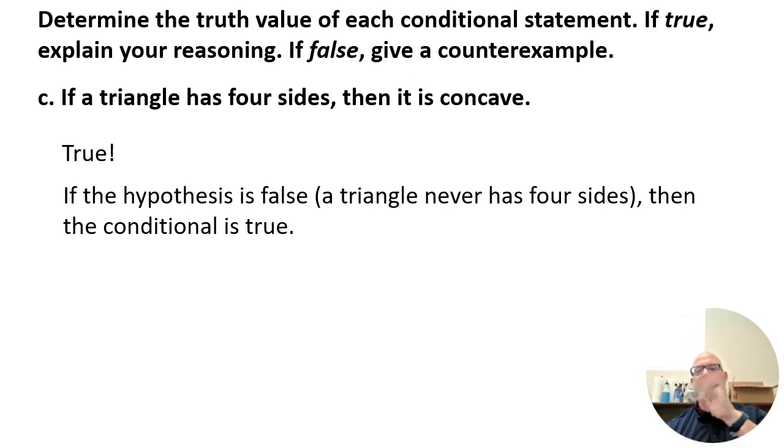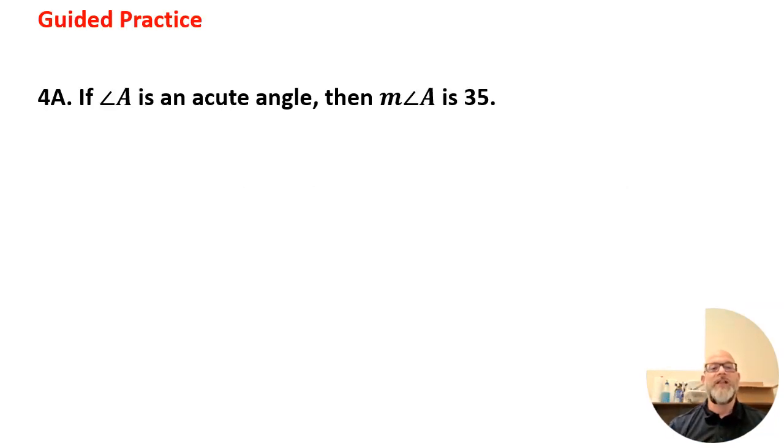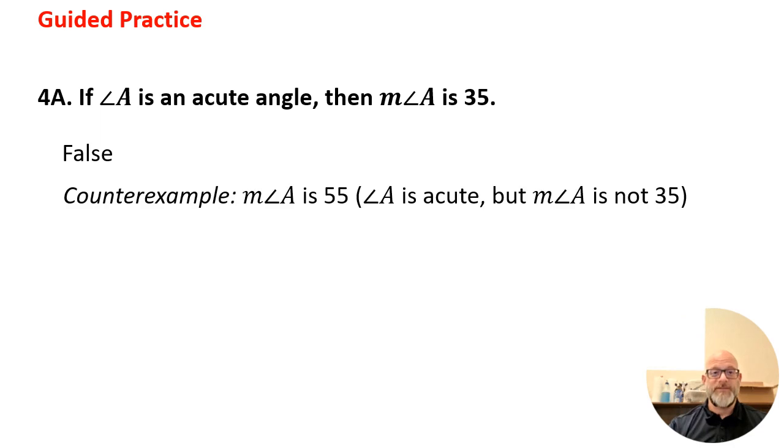Counterintuitive, strange. Looking it up and thinking about it might be a really long project, but let's accept it for now. If angle A is an acute angle, then the measure of angle A is 35 degrees. All right. Does it sound true or false to you? If it's false, you need a counterexample. It is false. Here's an easy counterexample. The measure of angle A is 55 degrees, right? If A is an acute angle, well, 55 is certainly acute, then the measure of angle A is definitely 35? No, it would be 55 in that case. And there are many counterexamples here.